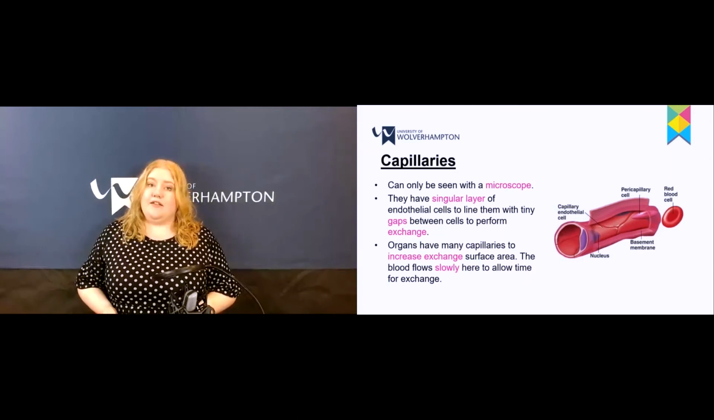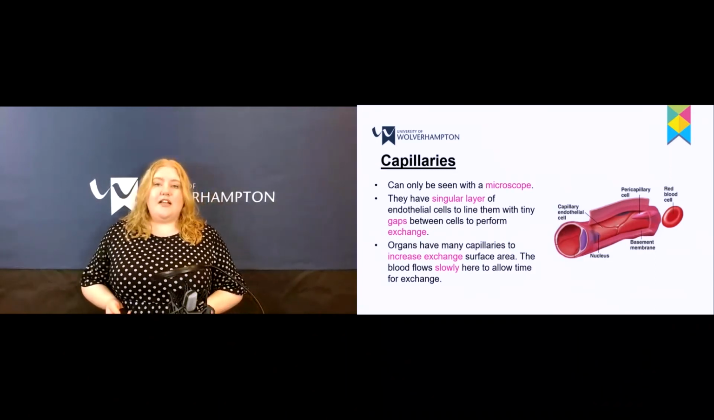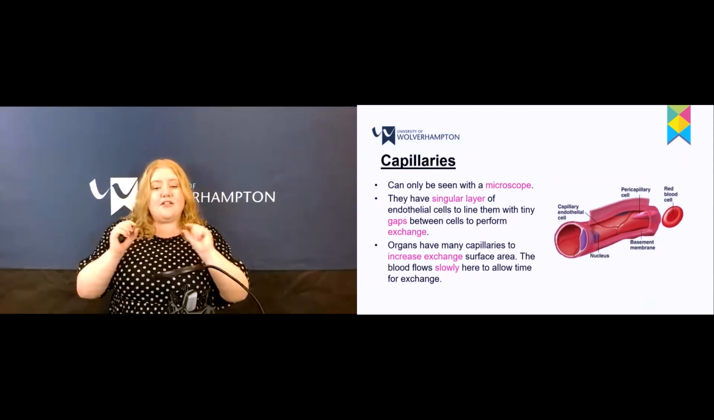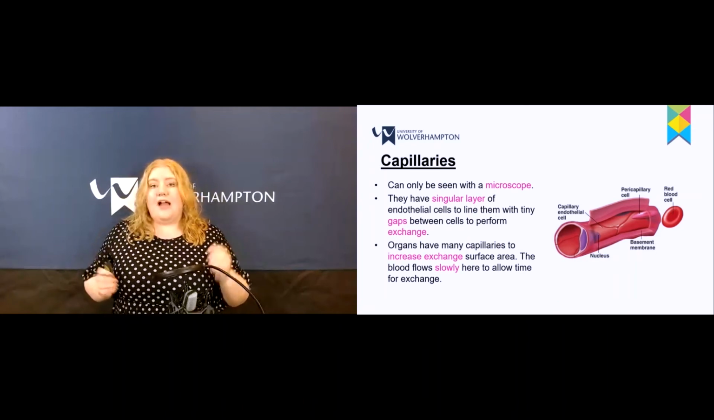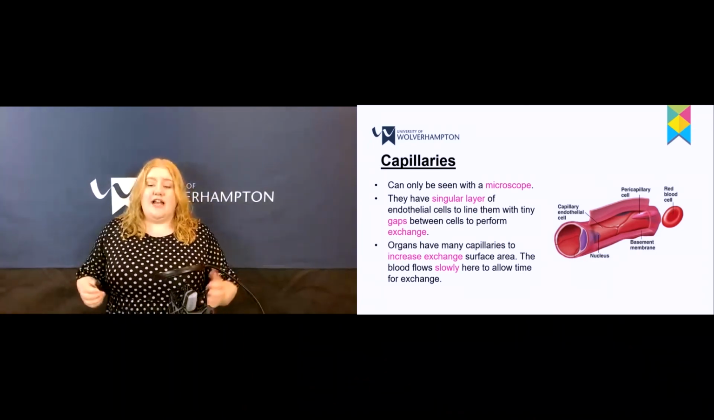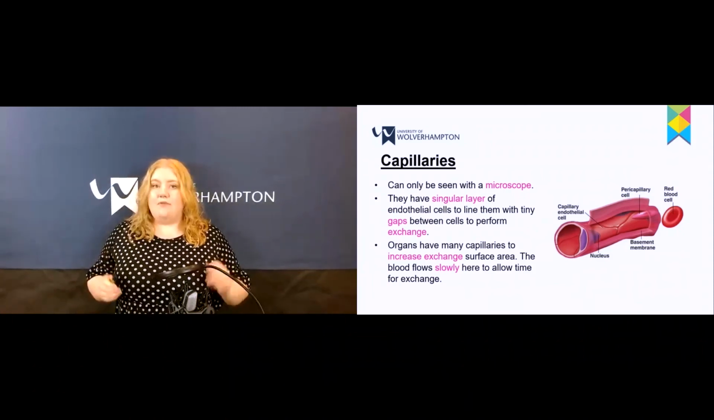So capillaries are the next vessel, and these can only be seen under a microscope. They have a single layer of very small endothelial cells to line them, and these have little tiny gaps between them to perform gas exchange. Organs have many capillaries to increase the exchange surface area, and the blood flows slowly here to allow time for this exchange.